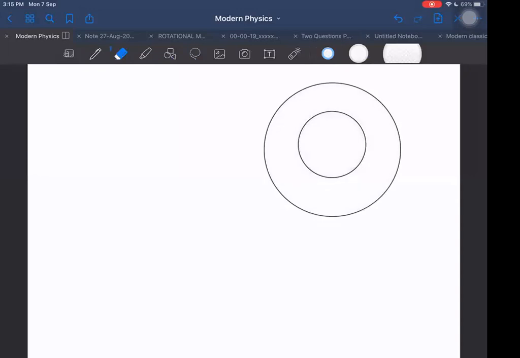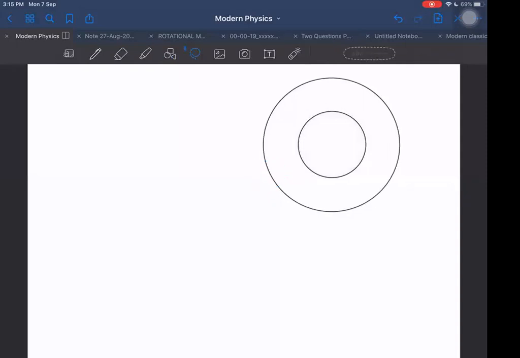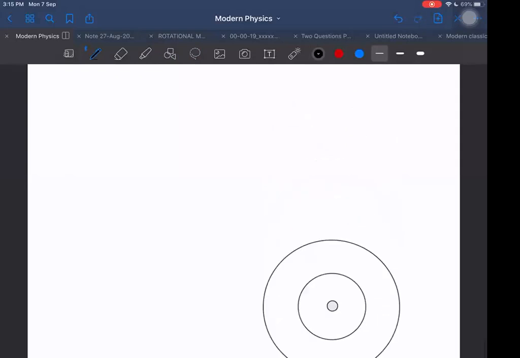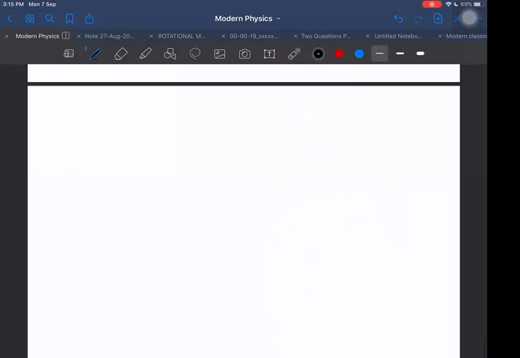There's a small nucleus here, and surrounding the nucleus we have different circular orbits. In reality, we don't have circular orbits, but Bohr assumed it like that. We assumed the orbits to be circular.